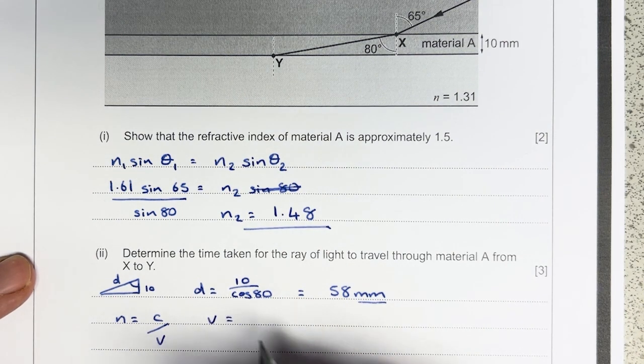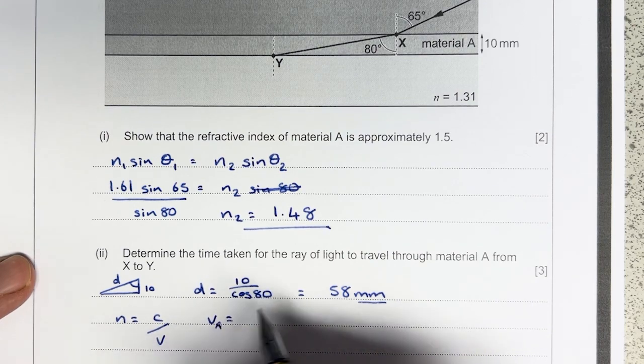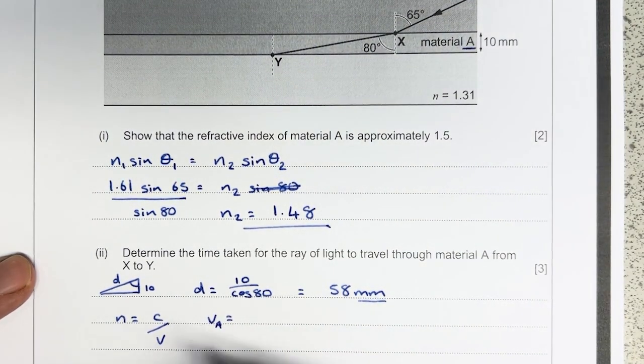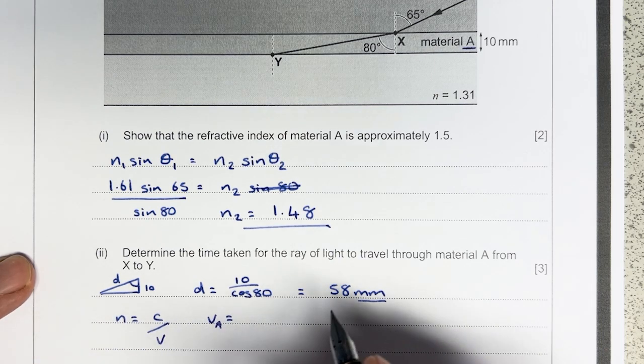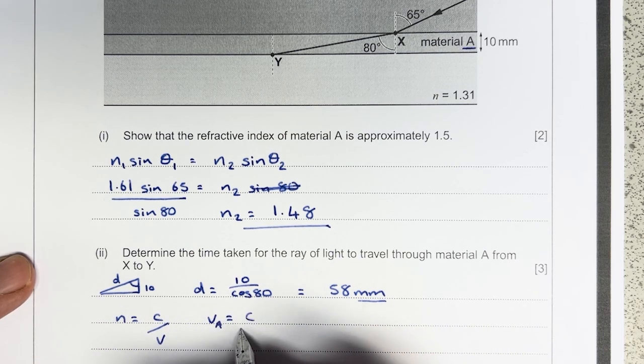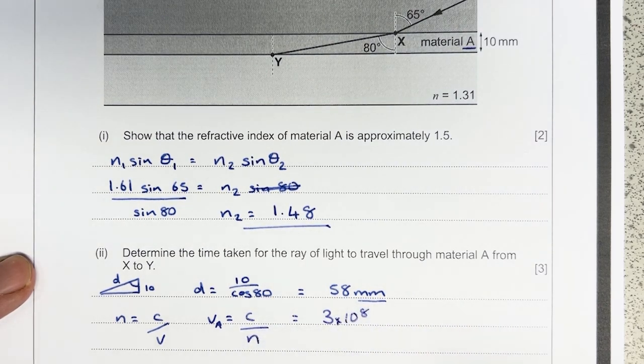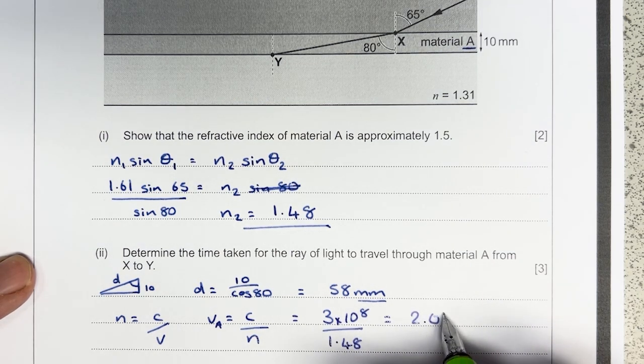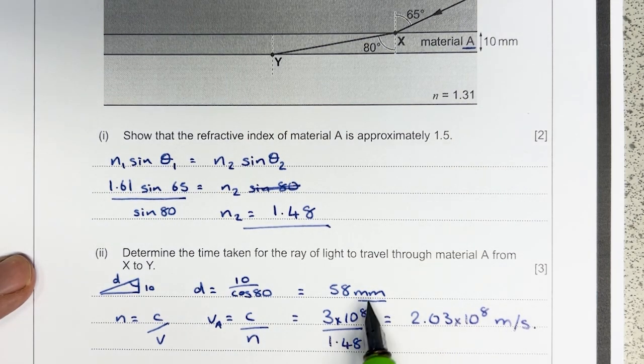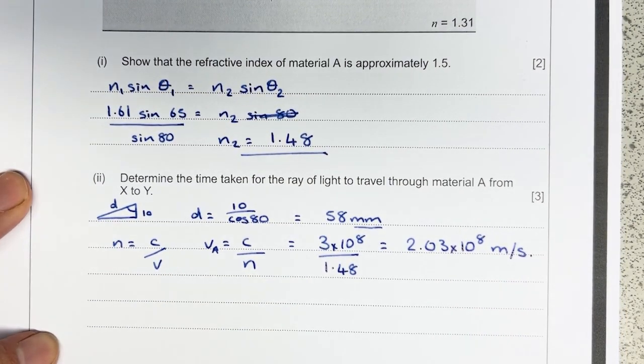So V, the speed of light in the material, we can call it VA to avoid confusion, because that's V in A, is equal to C over N, so they're just going to swap over. If I do that, 3 times 10 to the 8, which is the speed of light in a vacuum (if you don't remember that, it's on the data booklet for you), over 1.48, that gives me an answer of 2.03 times 10 to the 8 meters per second. There you go, that's important. You see how we've got meters here and millimeters here? Watch out for that as we go through.